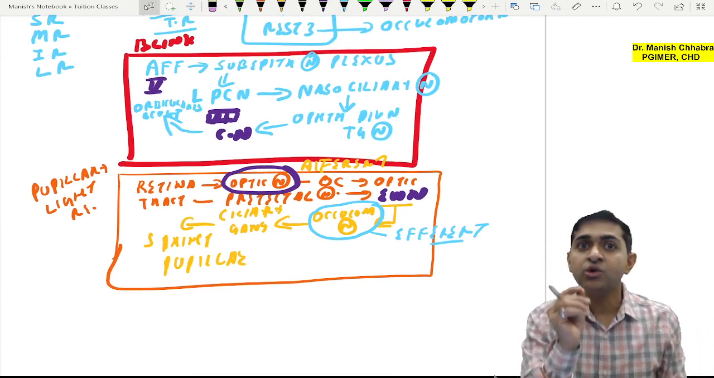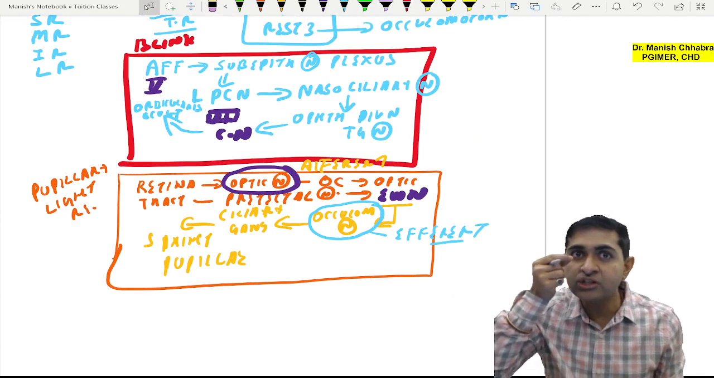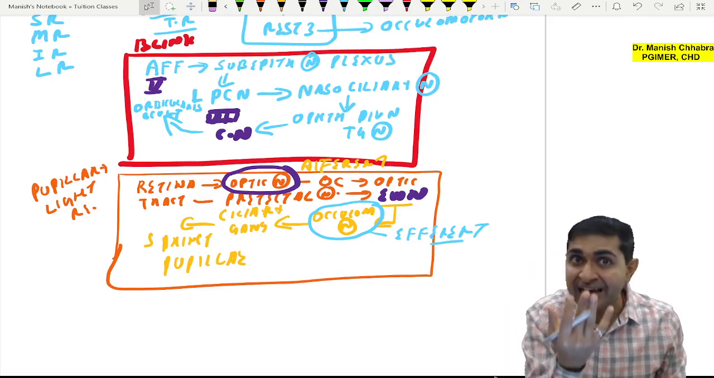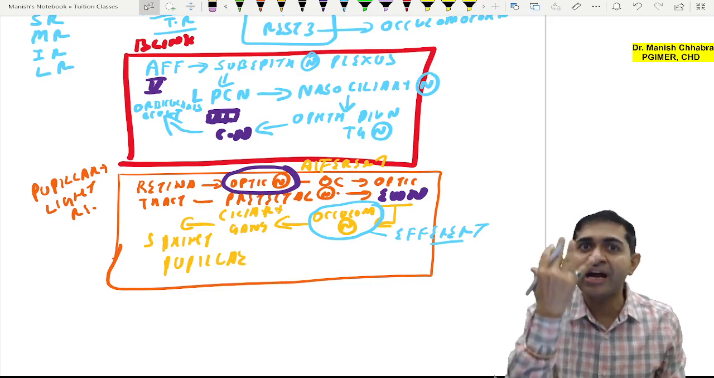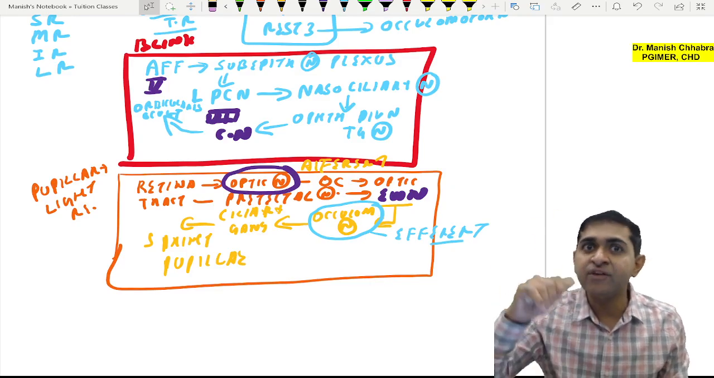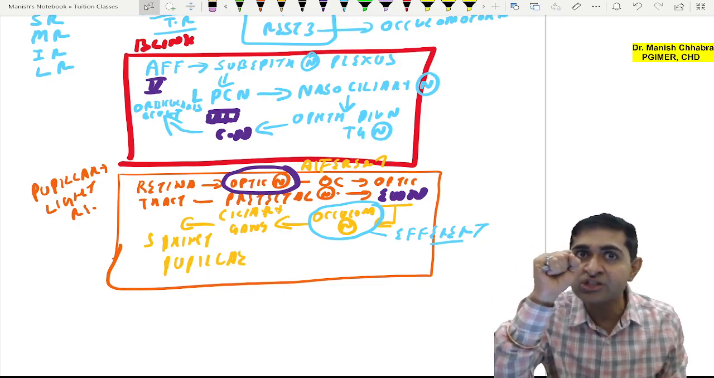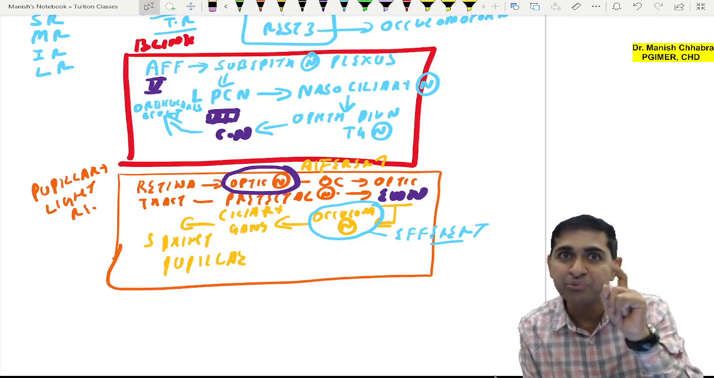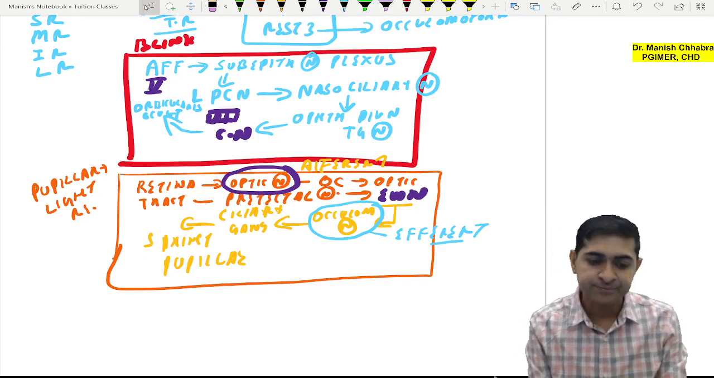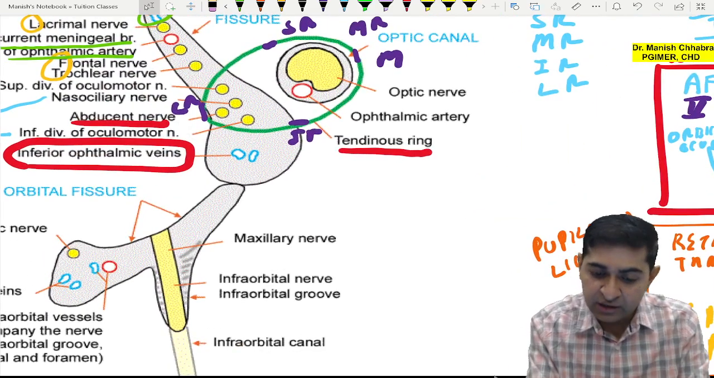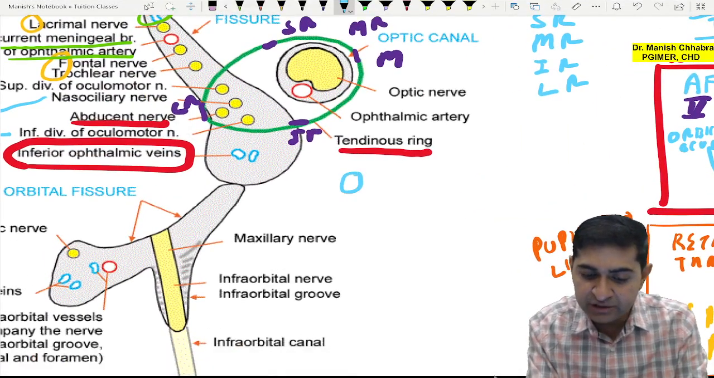So there are two reflexes that I have told you. One is your blink reflex, when you touch a cotton wisp at the cornea. If you are eliciting the blink reflex, or anything which enters the eye, there is blinking of the eye. That is the blink reflex. And when you shine light into the patient's eye, there is bilateral constriction of both the pupils. That is your pupillary light reflex. Okay. All right.